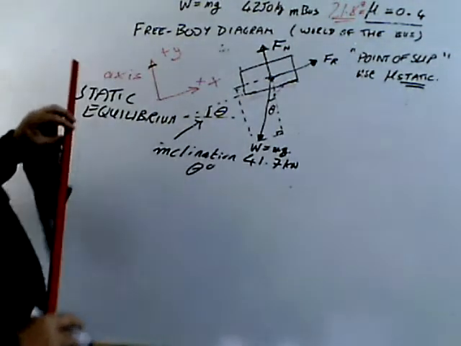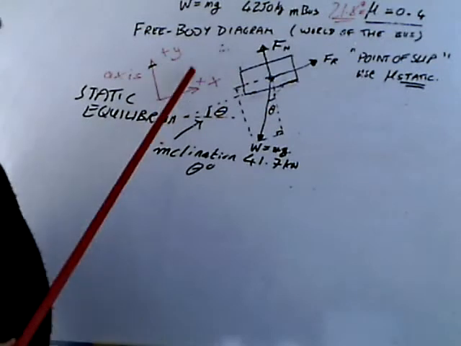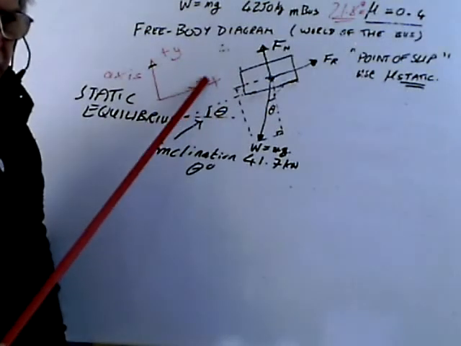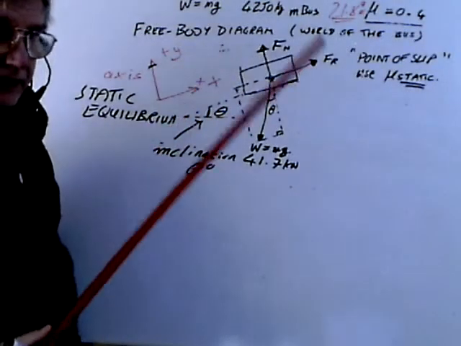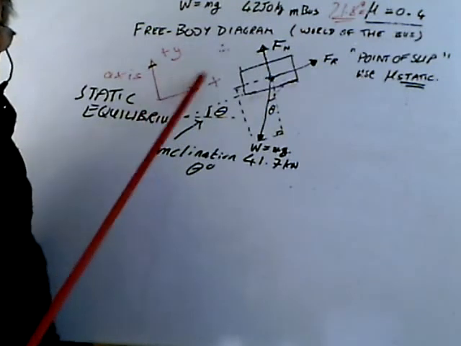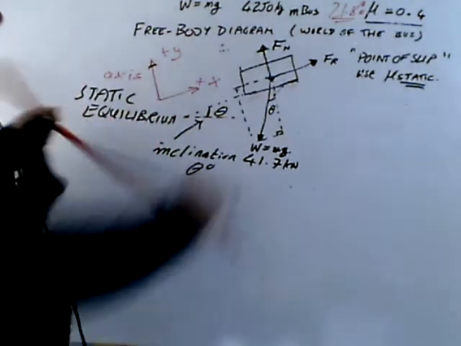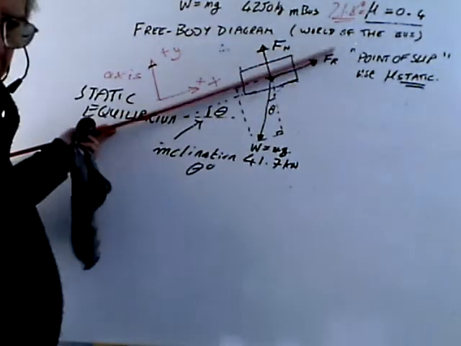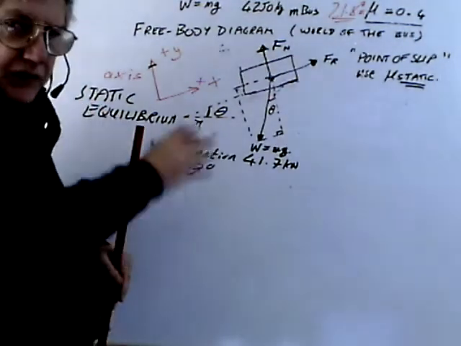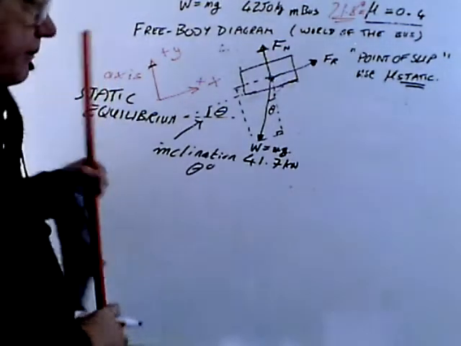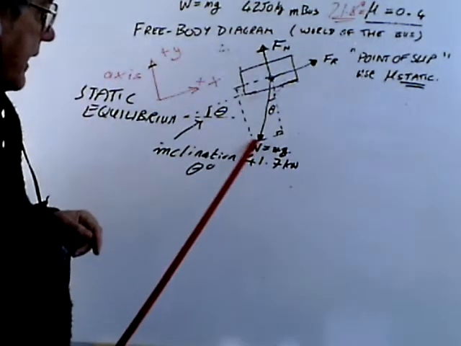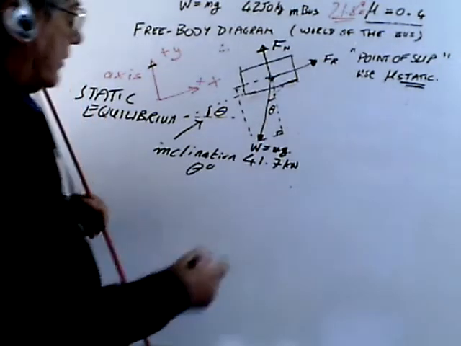Now, you can have your axis orientated any way you like. I'm choosing this particular orientation. That is x that way and not that way. X that way, because it makes the calculations easier, that's why. Anyway, what do we know?